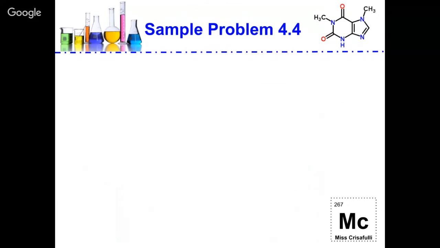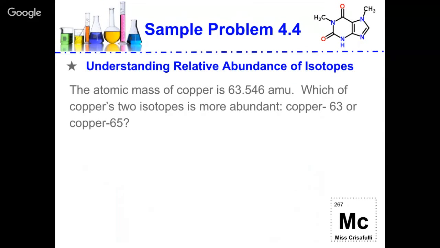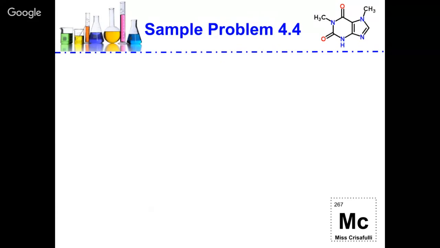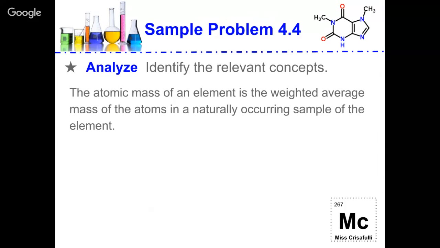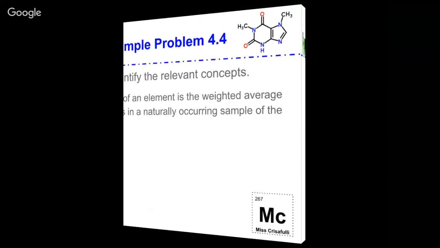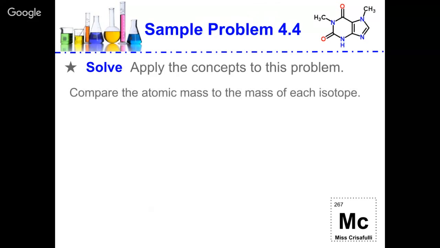So let's look at a sample problem, sample 4.4, and we can understand how these relative abundances work if we look at the two isotopes of copper, copper 63 and copper 65. The atomic mass of copper is 63.546. So if we were to look at that and really understand the fact that we know that the atomic mass of an element is a weighted average of the atoms in a naturally occurring sample of the element, we can compare the atomic mass to the mass of each isotope.